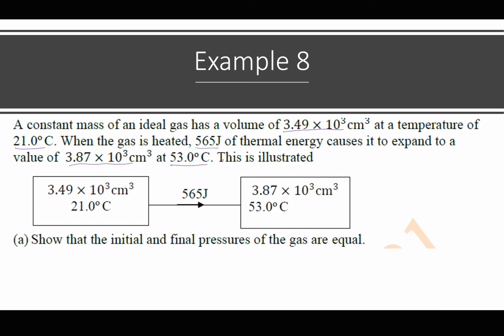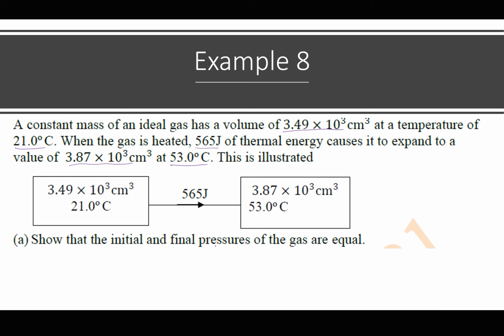So they are telling us that a constant mass of an ideal gas has this volume at that temperature. When the gas is heated, this amount of energy is supplied. It causes it to expand to this volume at that temperature. Show that the initial and final pressures of the gas are equal. That is actually showing that pressure is constant.